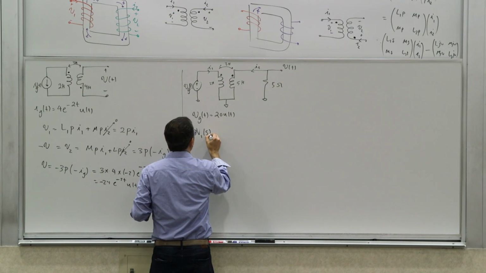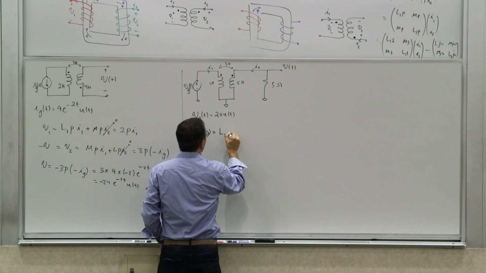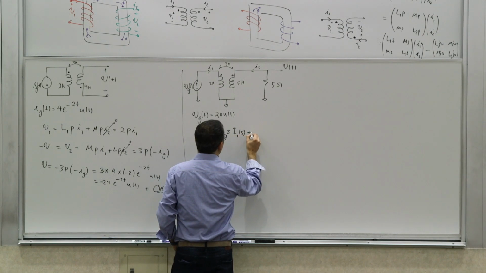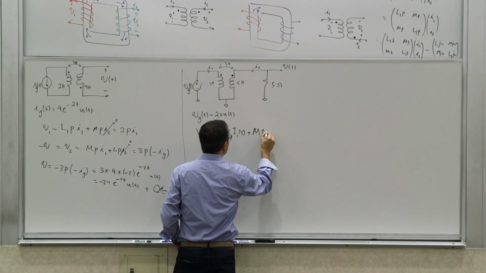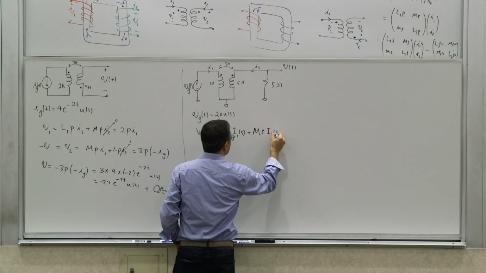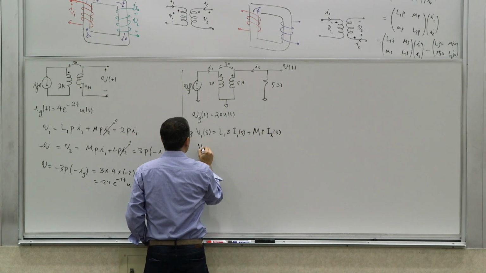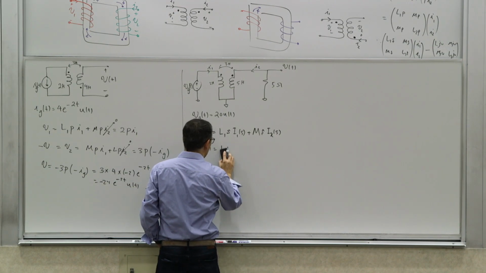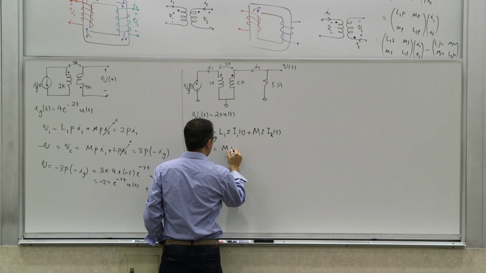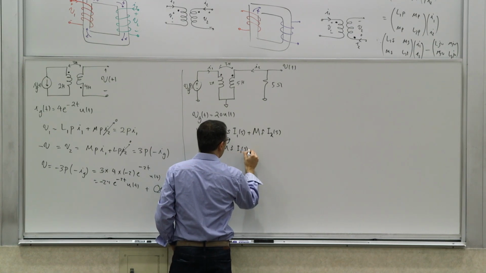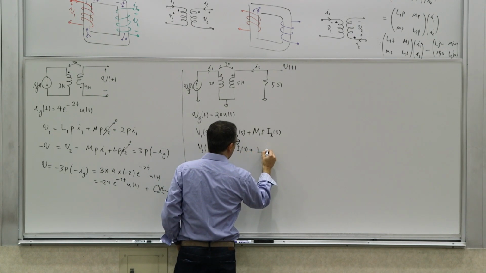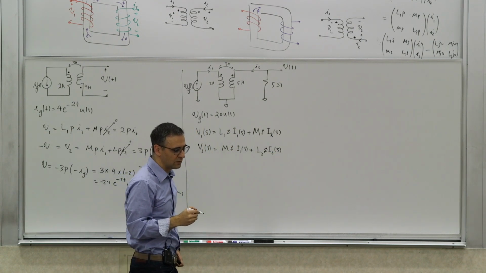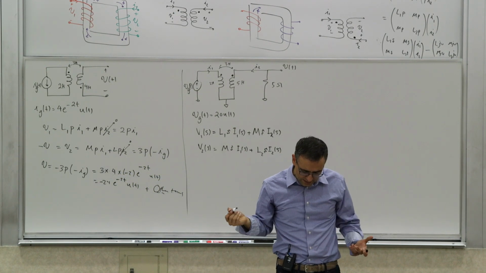We have a V1 of S, which is L1 S I1 of S, plus M S I2 of S. And then for V2 of S, we have M S I1 of S plus L2 S I2 of S. Right? So these are the two sets of equations we have.